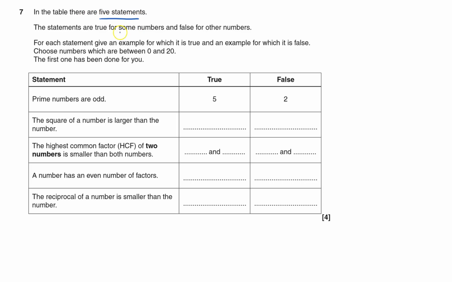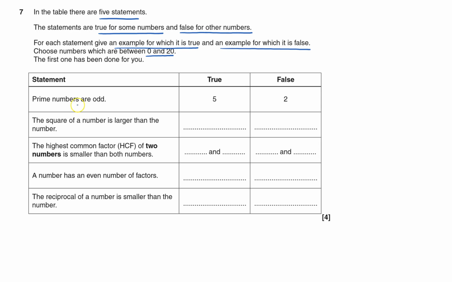The table has 5 statements. Statements are true for some numbers and false for other numbers. For each statement I've got to give an example for which it's true and an example for which it is false. The numbers I choose have got to be between 0 and 20. First one's been done for me.